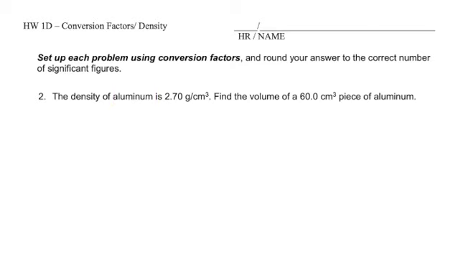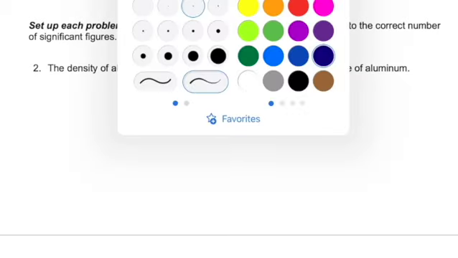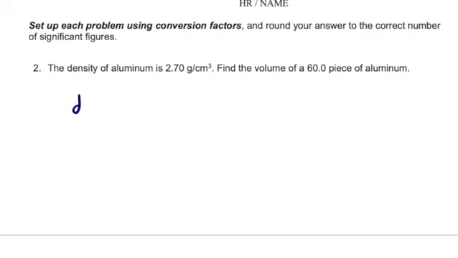So if they give us the density of aluminum as 2.70 grams per centimeter cubed, we need to find the volume of a 60.0 gram piece of aluminum. This is another density problem. So we're going to start at the same place. We're going to begin by writing the formula. Density is mass over volume. We're going to use the formula as a template. We're going to find the different pieces of information.